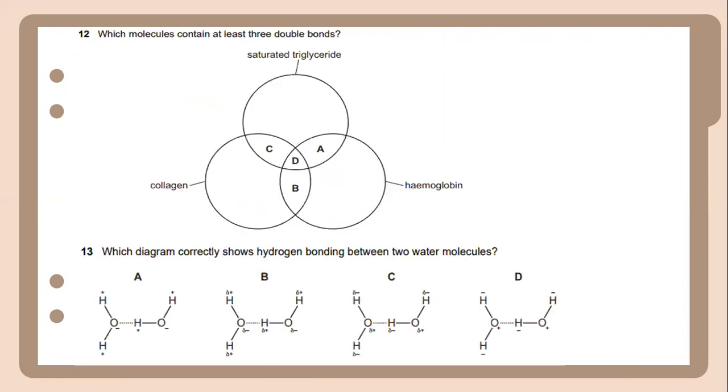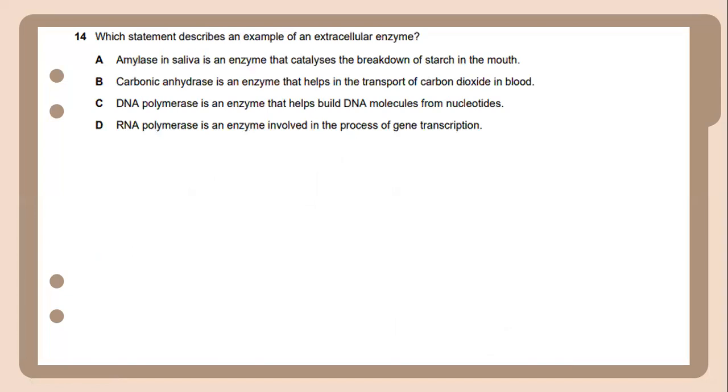Which molecule contains at least 3 double bonds? The answer will be D. Which diagram correctly shows hydrogen bonding between 2 water molecules? The answer will be B.